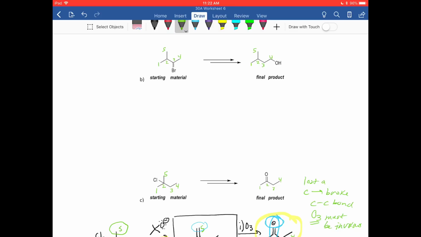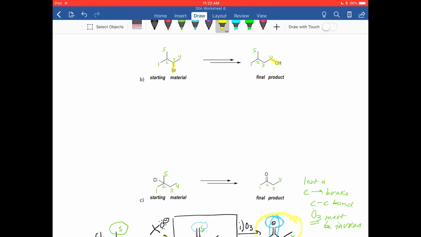And so here we're not really rearranging this chain at all. We're not adding carbons. We're not losing carbons. So here we're just changing the functional groups that are present and the position of the functional groups. So in the first one, we have a halogen at the 3. And in the product, we have a hydroxyl at the 4 position.